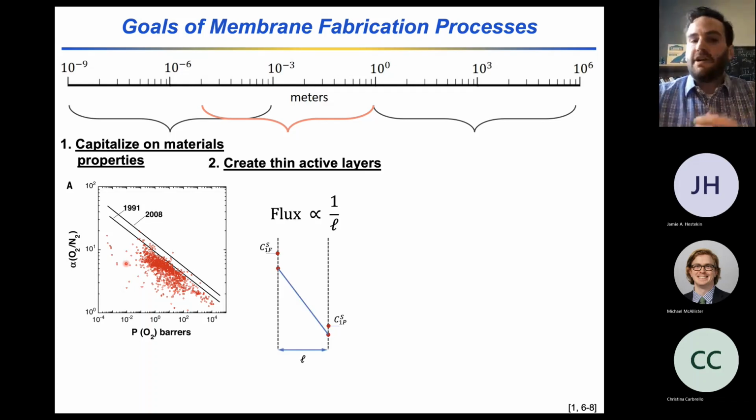And then we want to create thin active layers, right? So we take these materials, and when we turn them into membranes, we want thin active layers because, to first order, the flux through the membrane is proportional to 1 over the thickness. And so thinner active layers will lead to higher throughputs and hopefully less membrane area needed in order to accomplish the separation.